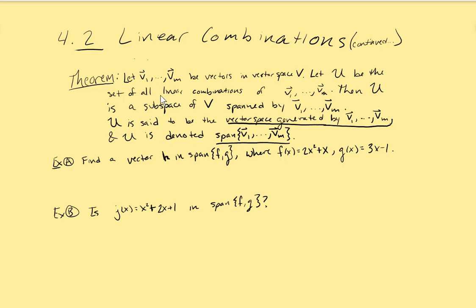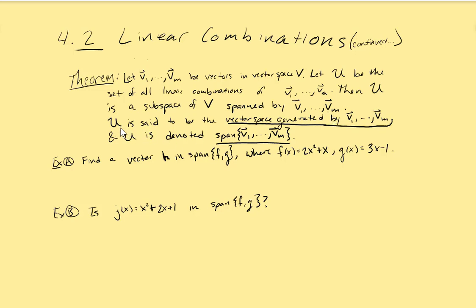So this theorem, let's start at the beginning, says let v1 through vm be vectors in a vector space V. Now let U be the set of all linear combinations of that v1 through vm set of vectors. All right, so any combination of these guys, we're going to say that's an element of U. U is the set of all those. With that definition of U, we can say U is a subspace of V spanned by these vectors v1 through vm.